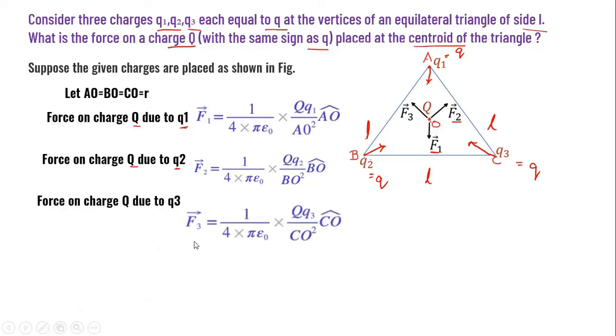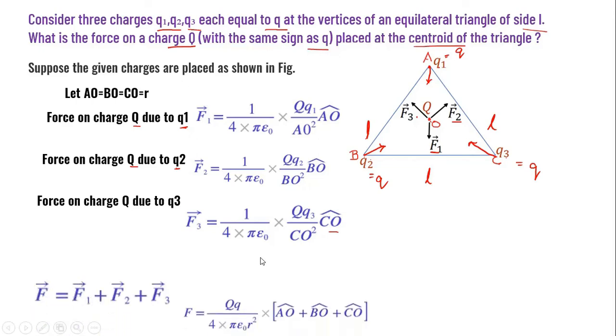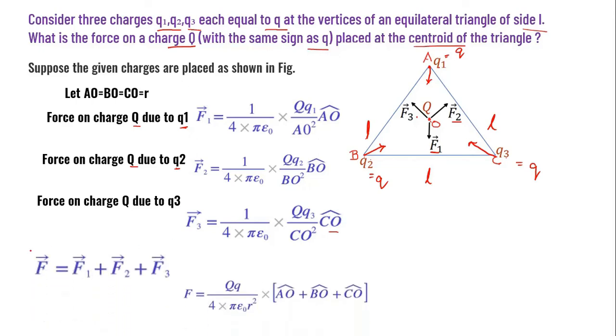Similarly, what is the third charge we are left with? The charge at C, that is Q3, will exert a force F3 in this direction, whose magnitude will be 1 upon 4 pi epsilon naught, Q Q3 upon CO square, in the direction of CO, with unit position vector CO. So there we have got the formulas according to Coulomb's law. Now, on applying the principle of superposition, as I have said earlier, the total force on this capital Q charge, which will be F, will be the vector sum of F1 plus F2 plus F3.